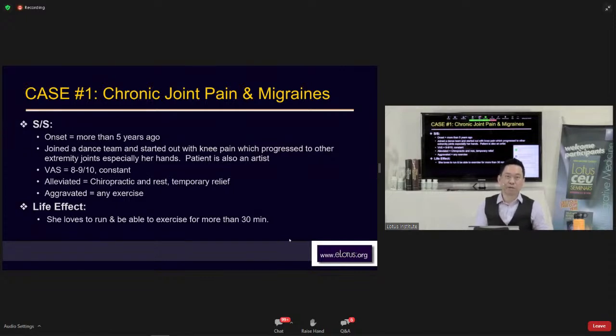She didn't come to us to get rid of her migraines. That is not why she came to us. Yes, she wrote that in the chief complaint, right? But that's not the reason why she came to us. And that's not the solution that she's looking for. What she's looking for is what I wrote down here. She wants to be able to run. She wants to be able to exercise. Yes, Rebecca, she wants her life back.